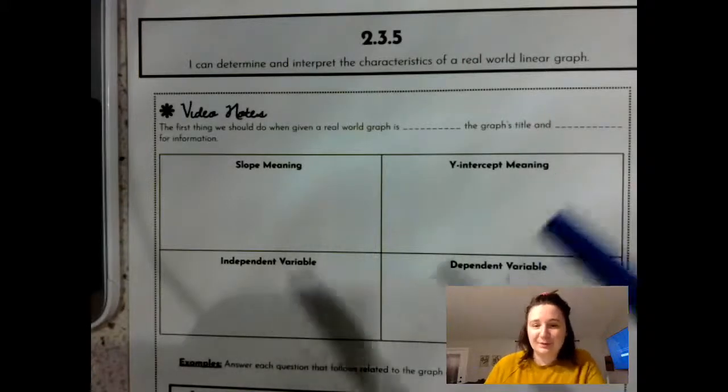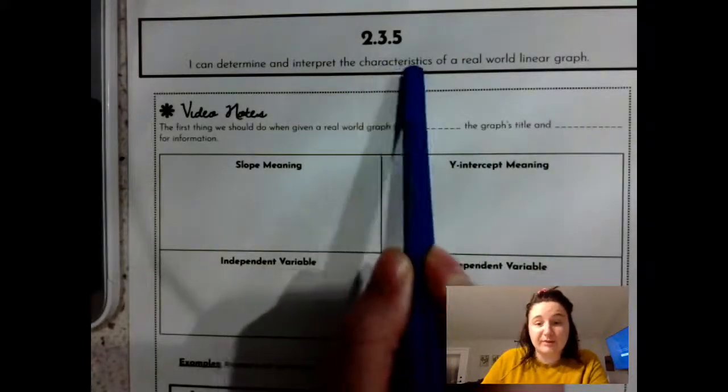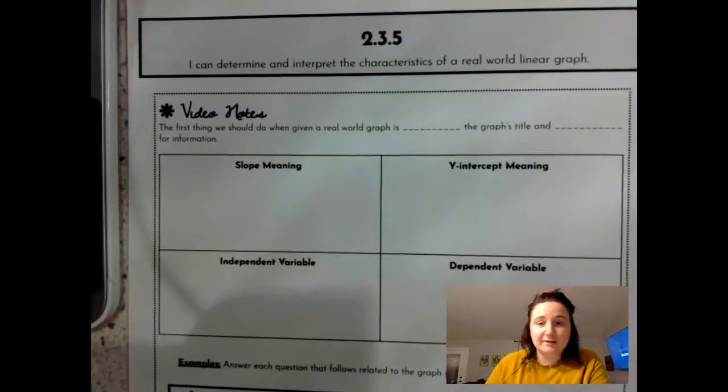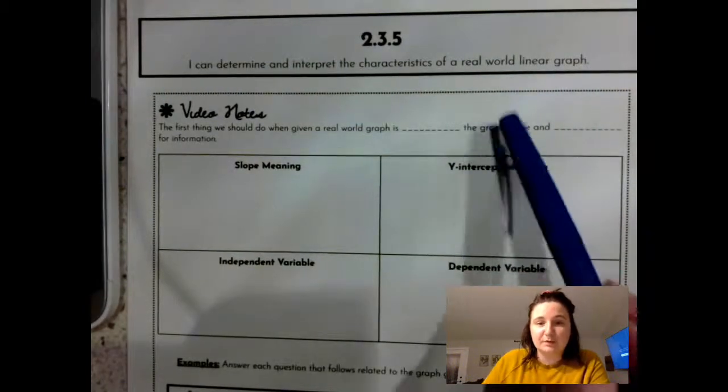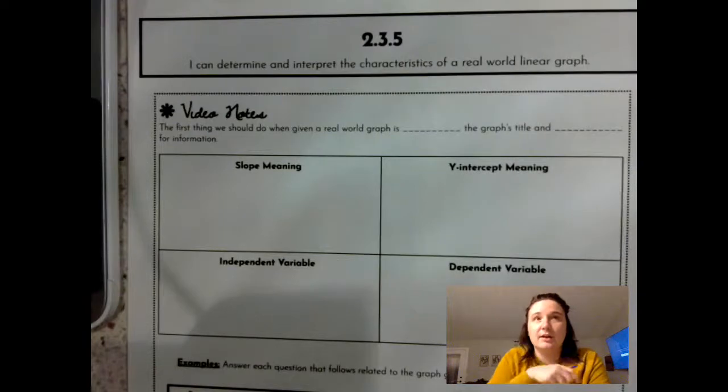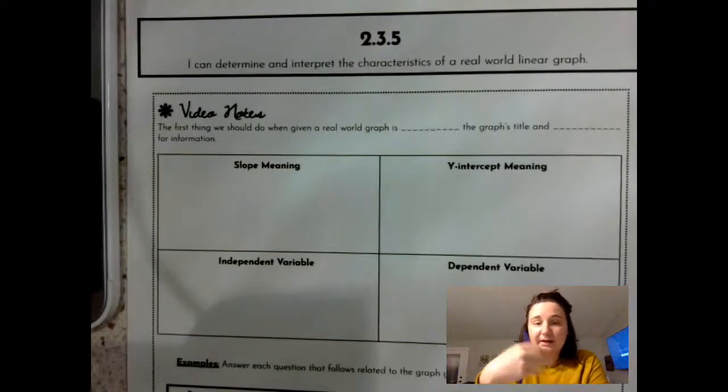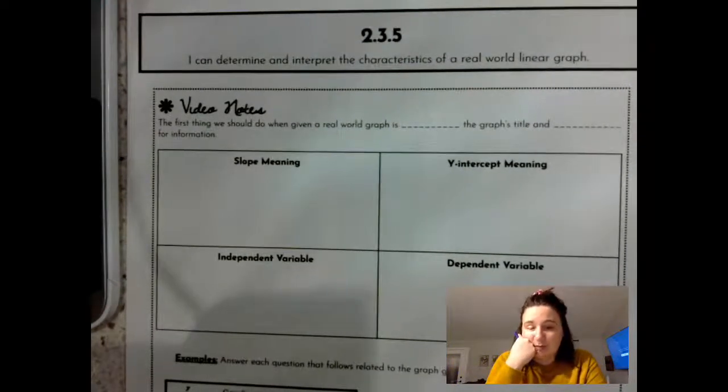In this video, we're going to go through Learning Target 2.3.5, which is on the characteristics of real-world graphs. So instead of just talking about those characteristics outside of a context, we're now going to put them inside of a context and work on that.